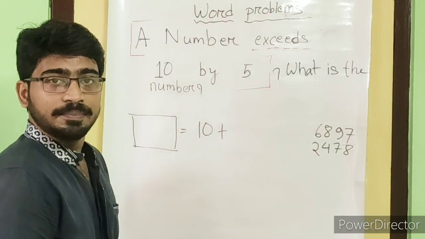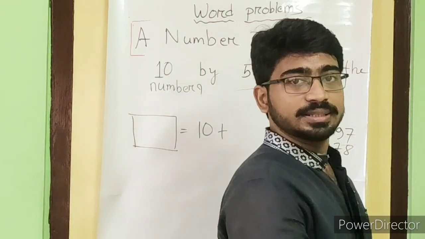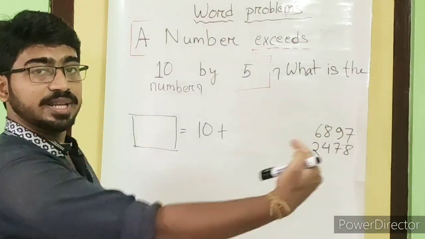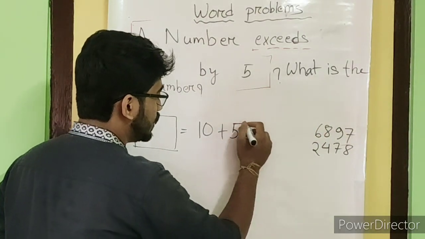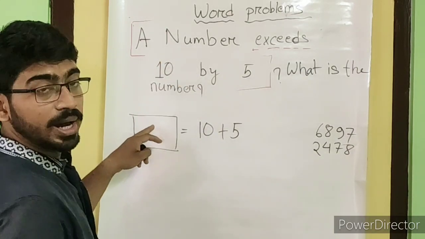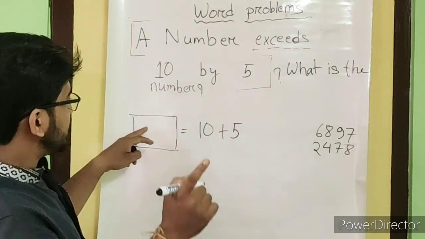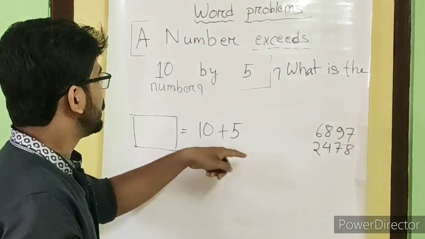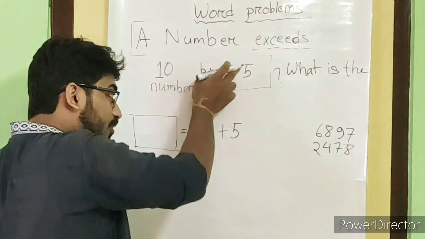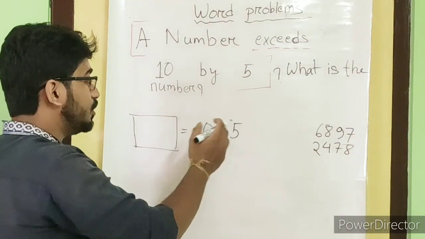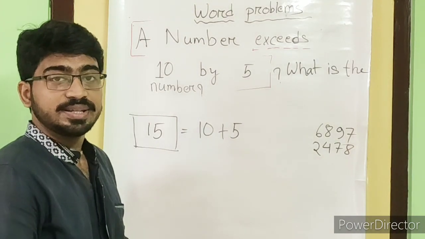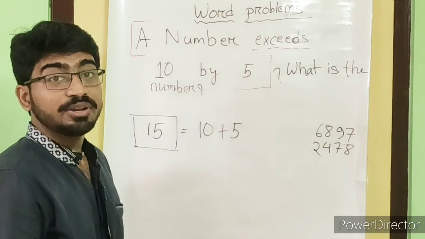I am standing here, and someone has taken me past another 5 steps. Okay? So I am at 10 and it has gone 5 more steps beyond. The scenario will be like this: a number exceeds 10 by 5, that means 10 plus 5, it has gone 5 more beyond 10. So what will be the answer? 15. See, it is very easy if we know the meaning of exceeds.